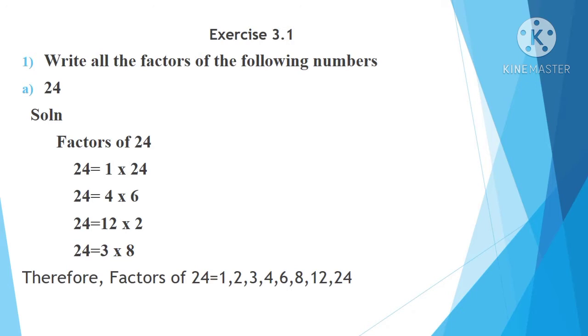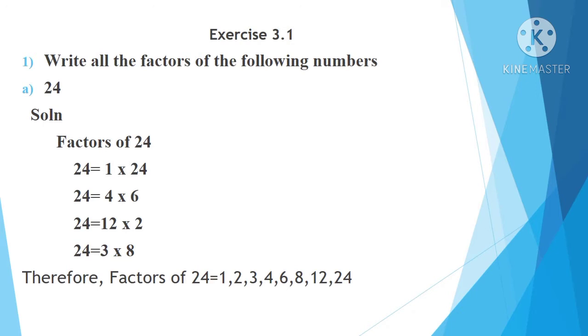For example, we can take 6. What are the factors of 6? 1 and 6. And what are the other two factors? We can say 2 and 3, because 6 is divisible by 2 and 6 is divisible by 3. Why are we saying it's divisible? When we divide 6 by 2, we get the remainder as 0.